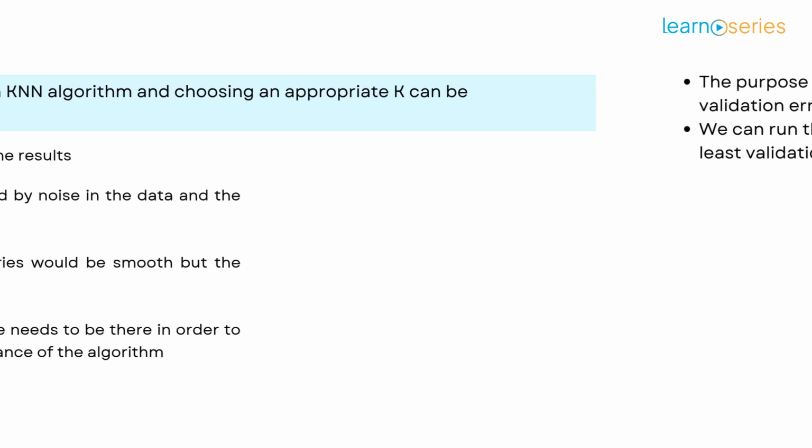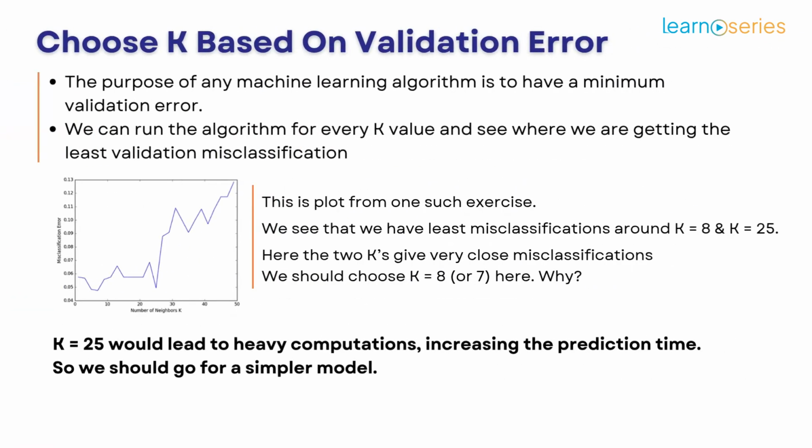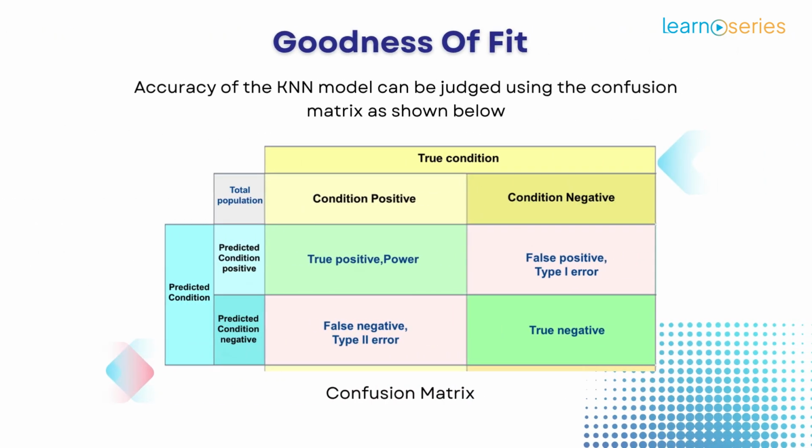The purpose of any machine learning algorithm is to have minimum validation error. We can run the algorithm for every k value and see where we get the least validation misclassification.